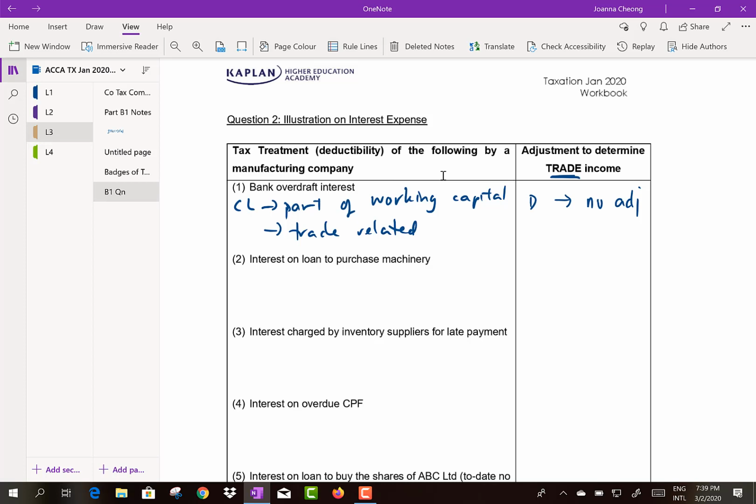Okay. Right now, interest on loan to buy machines, machinery. So is it okay? You buy machine because you want to earn what income? Trade income, right? So it's related to your trade income, your 10(1)(a). So do you think it's deductible? Yes. So therefore, again, no adjustment.